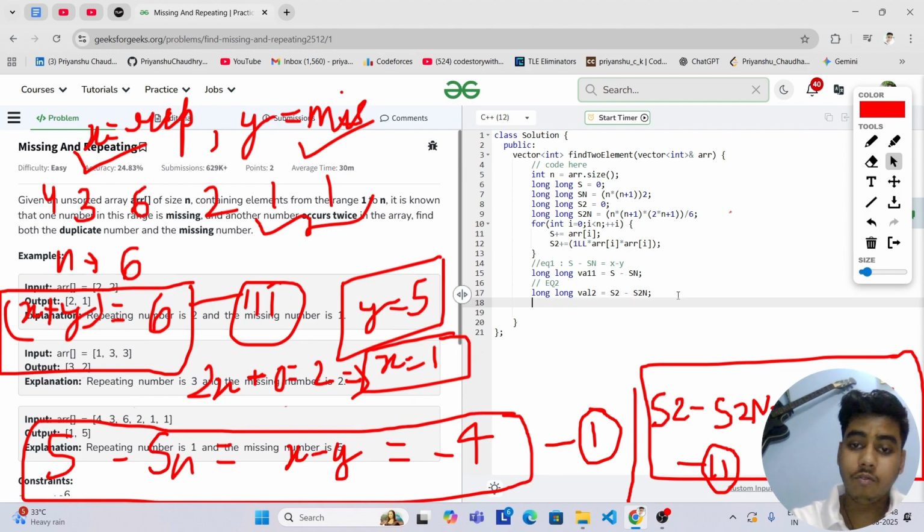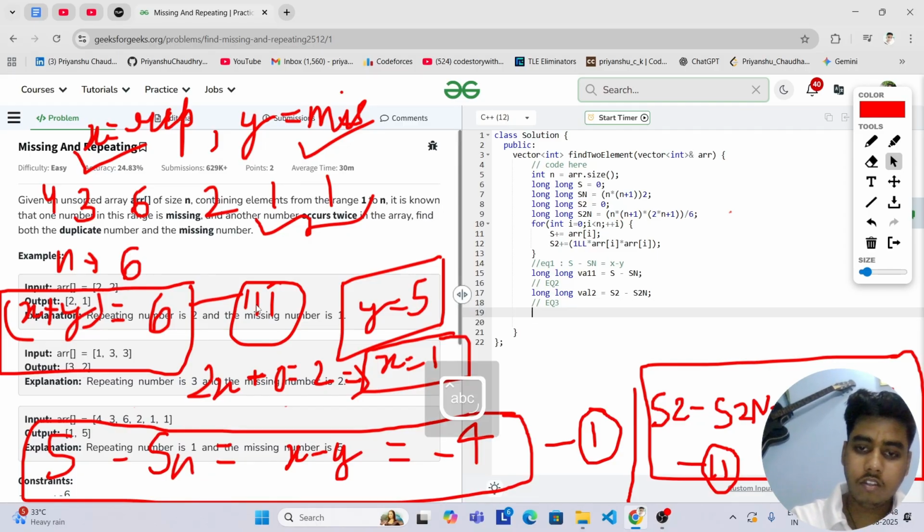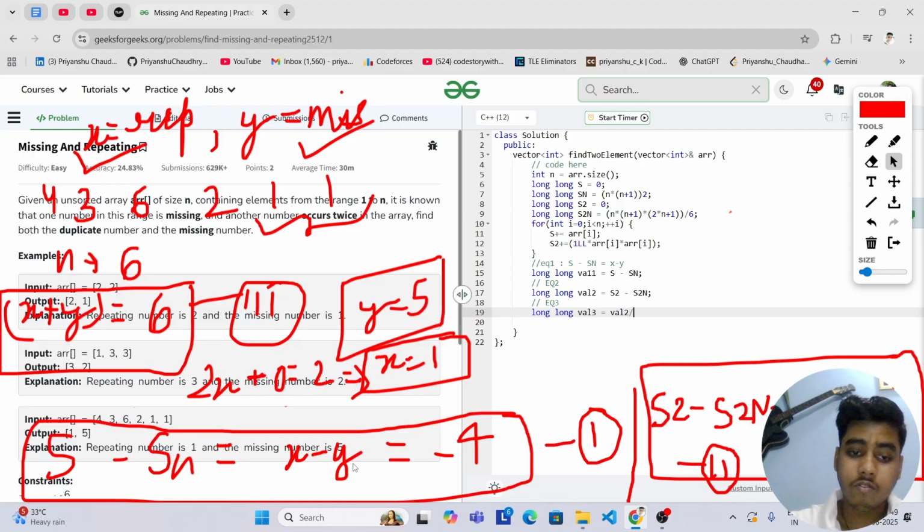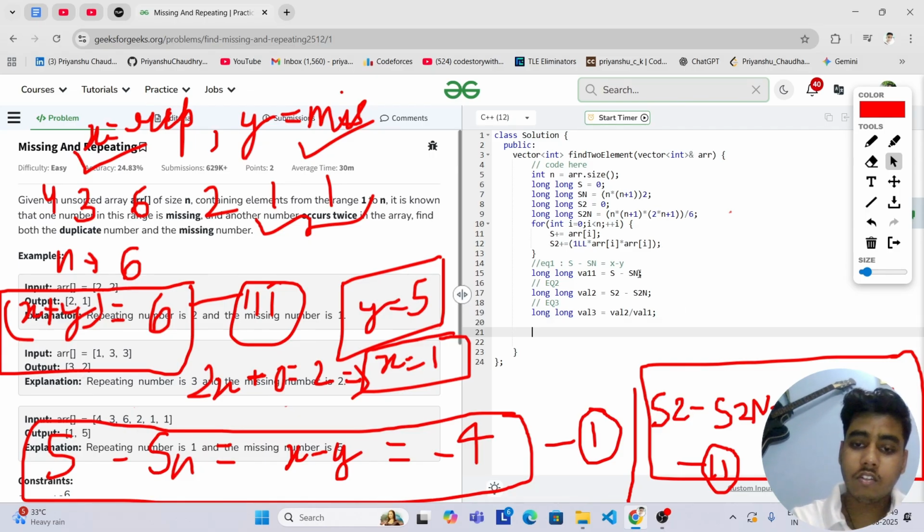Now from these two equations, we have to solve. I have converted this x square minus y square to x minus y into x plus y, and we have formed equation 3, that is x plus y is equal to 6. So let's clarify here also that we are forming equation 3, and this will also give a value. Let's say this will be val3, that is x square minus y square, that is val2, divided by x minus y. So x minus y is minus 4, which is val1. All right, so we have formed 3 equations, and now we have to just solve equation 1 and equation 3, and we will get our answer, the repeating element and missing element, that we have assumed as x and y.